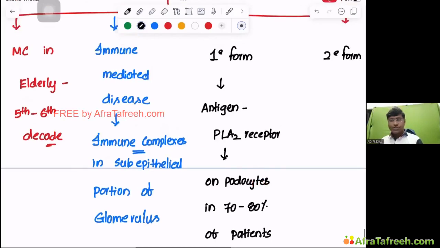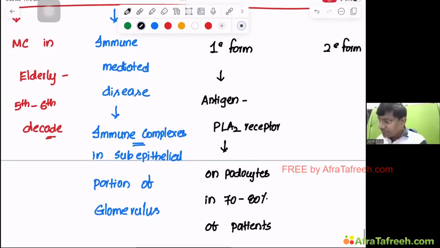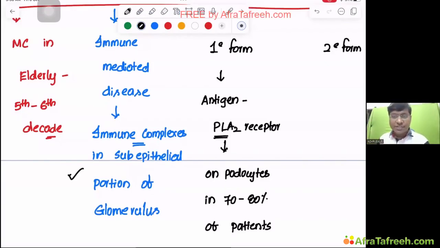Okay, that is your primary form, where the antibody is formed against the phospholipase A2 receptor, which is present on podocytes in 70 to 80% of patients, right? Now, that means this is the antigen. Against this particular antigen, the antibody will be formed, and that immune complex will be deposited in the subepithelial portion of the glomerulus, causing membranous glomerulonephritis.